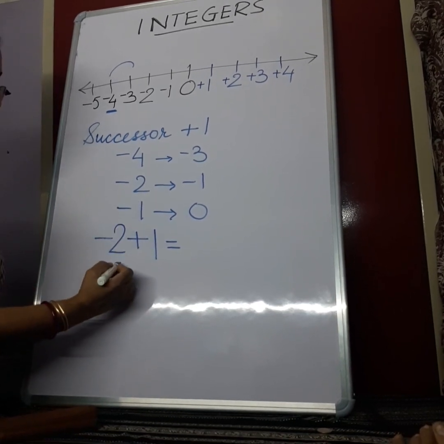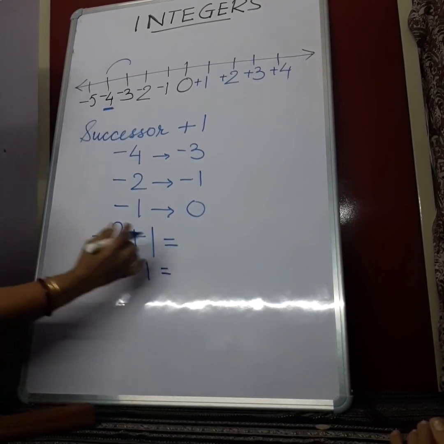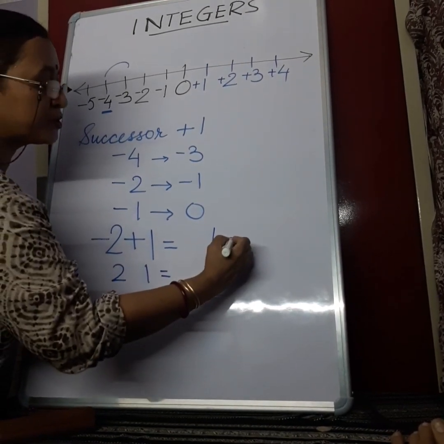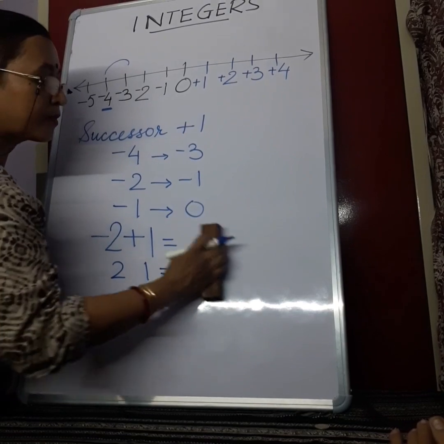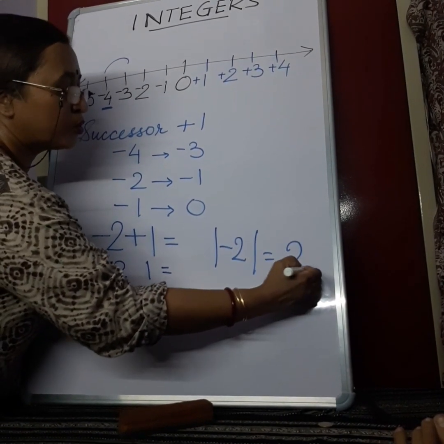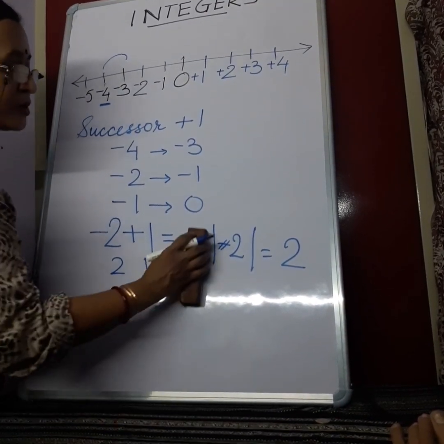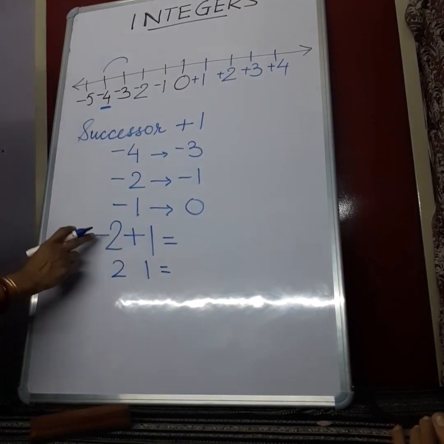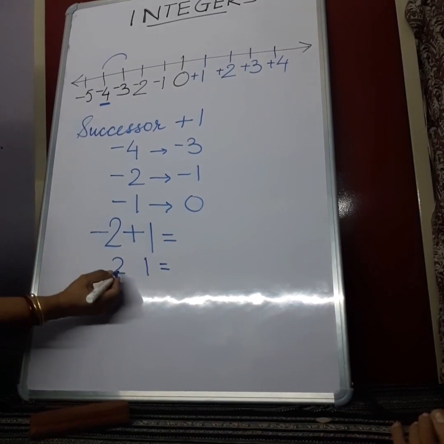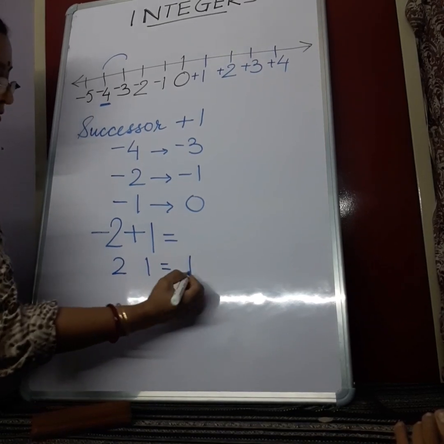So absolute value is 2 and 1. Absolute value means we indicate absolute value like this. Absolute value of 2 is 2 only. This sign is not at all considered. So here also minus 2, we are considering it as 2 only. 2 minus 1 is 1.